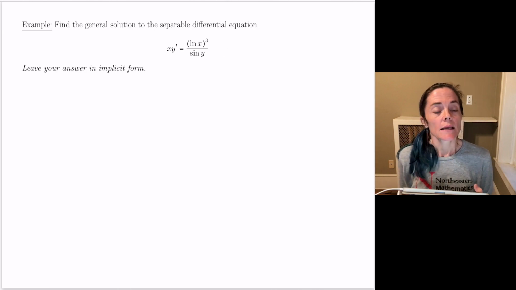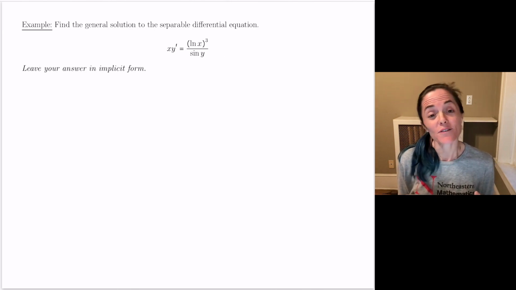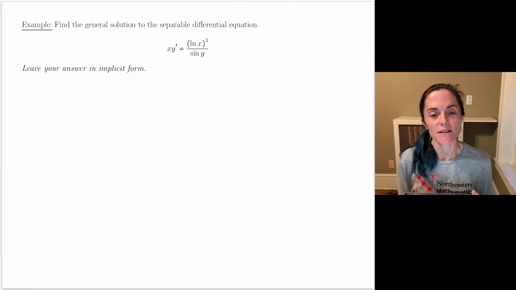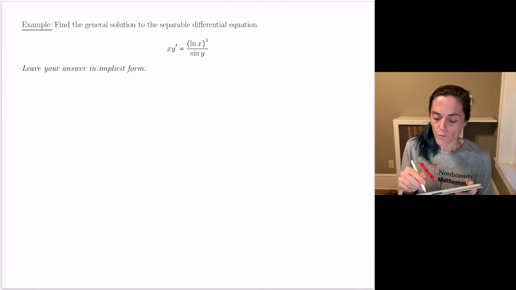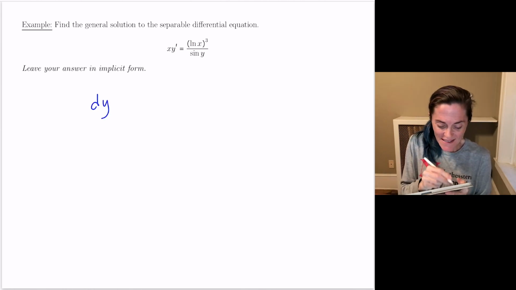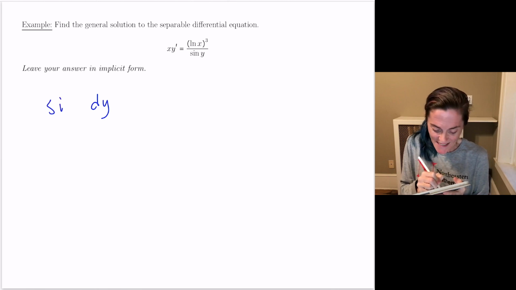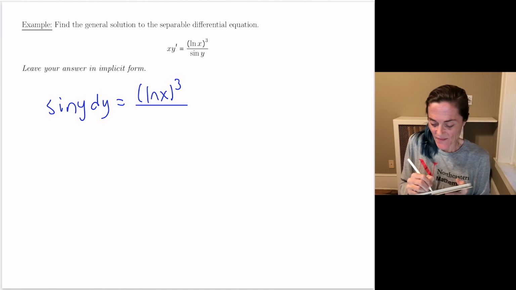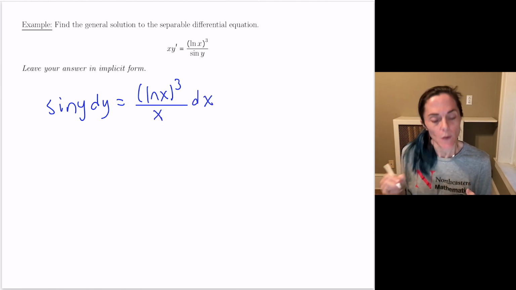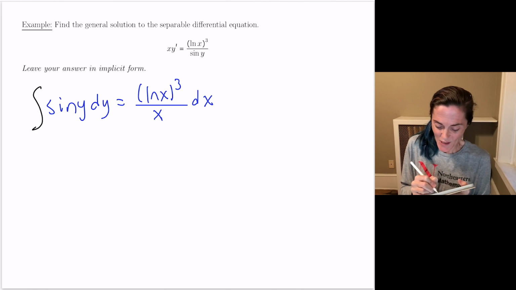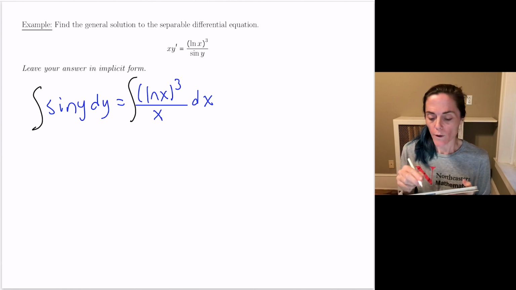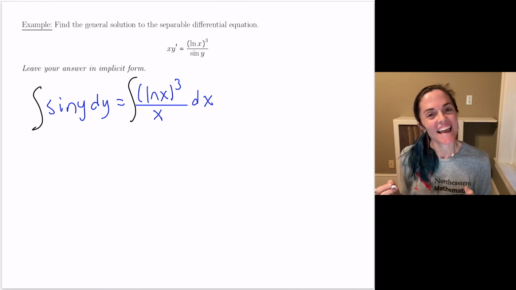Okay. Now, next question. Find the general solution to the separable differential equation, and we're instructed to leave our answer in implicit form. All right. Recall that y prime is dy dx. So multiply by sine y, and then we're going to divide by x and multiply by dx. Now I have everything separated. We can integrate the left with respect to y, integrate the right with respect to x. Okay, we know how to integrate the sine. We get negative cosine.